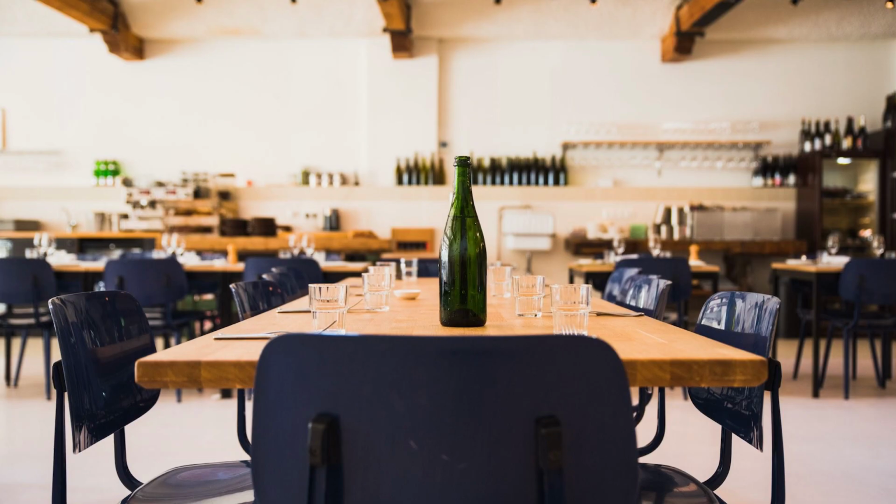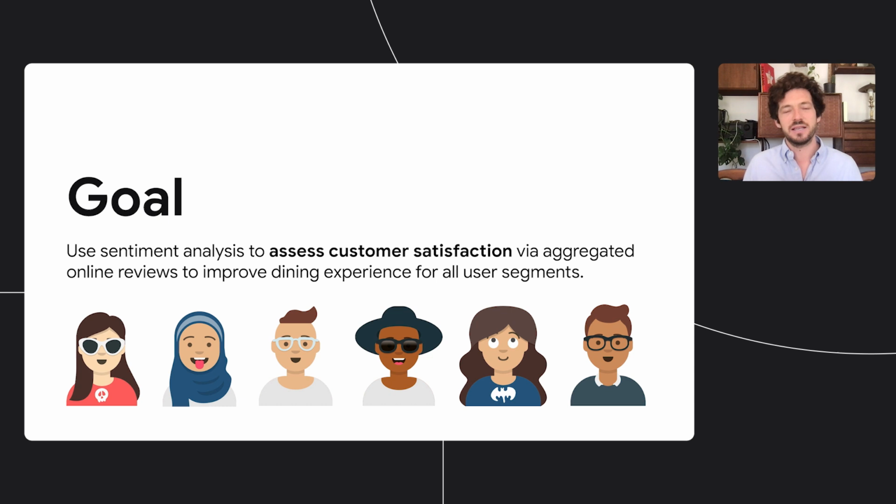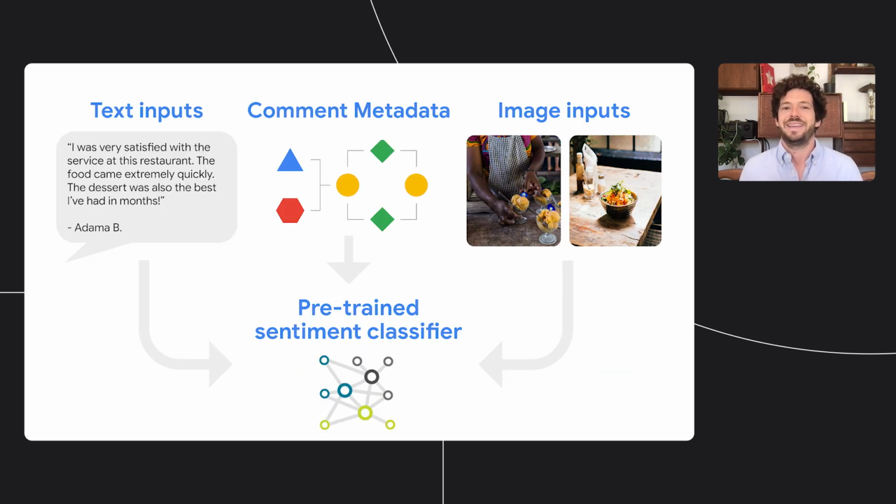Imagine you're the owner of a new global restaurant chain. This is what the inside of your restaurant would have looked like if it were open. Diners leave online reviews about their experience at your restaurant when they leave. Nothing out of the ordinary here. But you may want to use those comments to assess customer satisfaction and see how you can improve for all user segments. The input to the sentiment classifier you're going to use are then the text body of the review, the review metadata, and any associated image that may be part of the review.